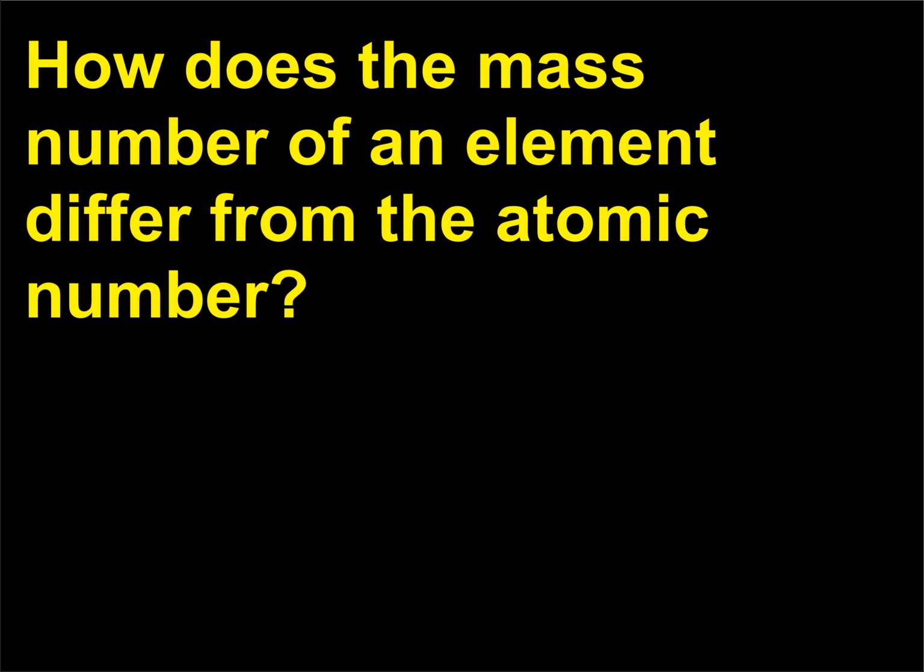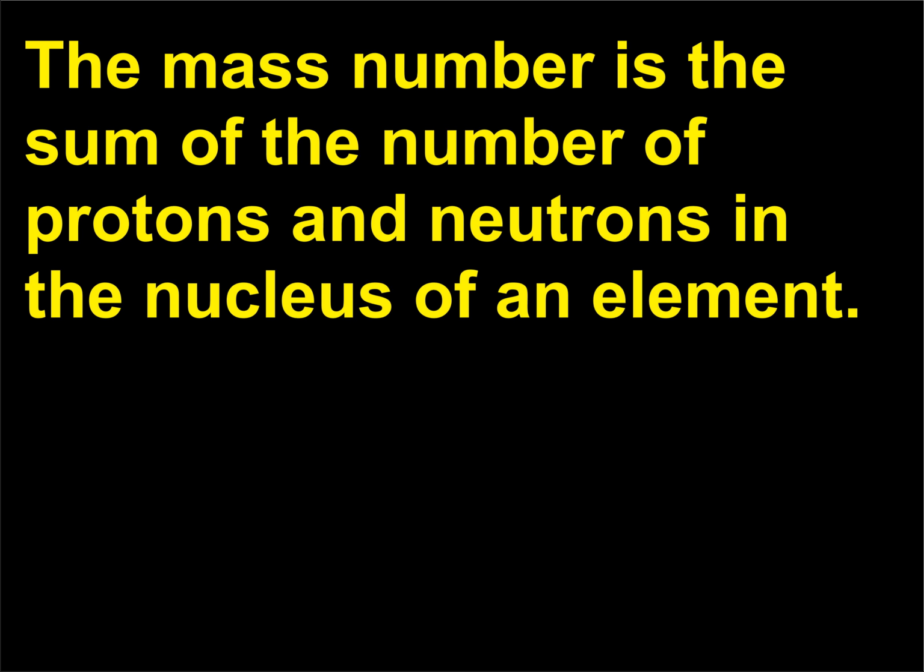How does the mass number of an element differ from the atomic number? The mass number is the sum of the number of protons and neutrons in the nucleus of an element.